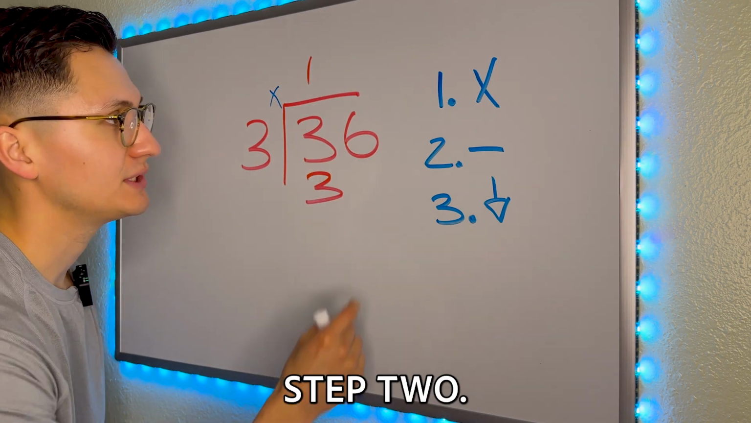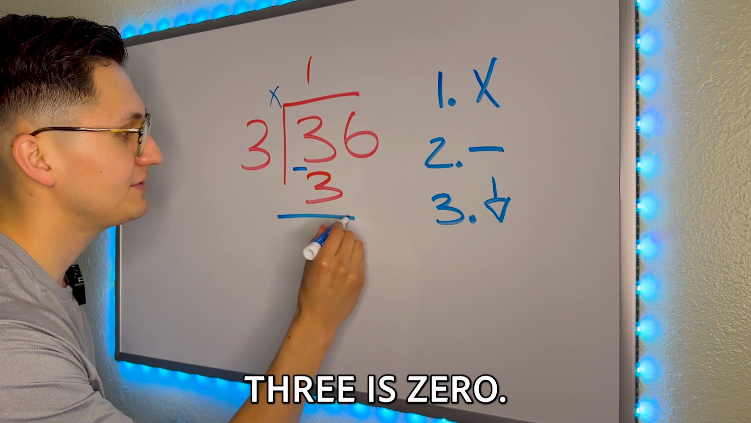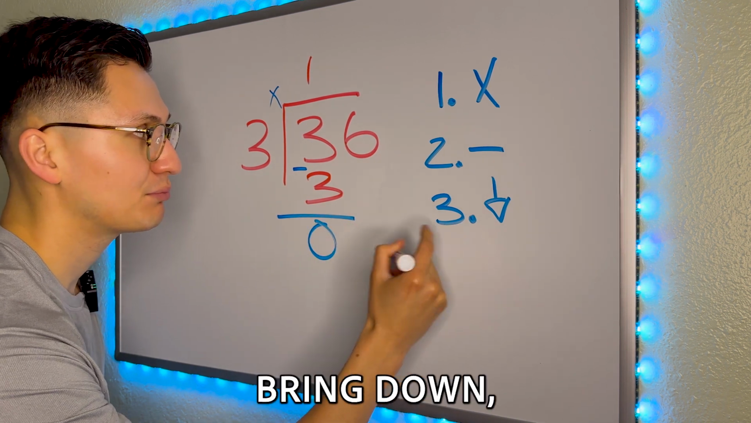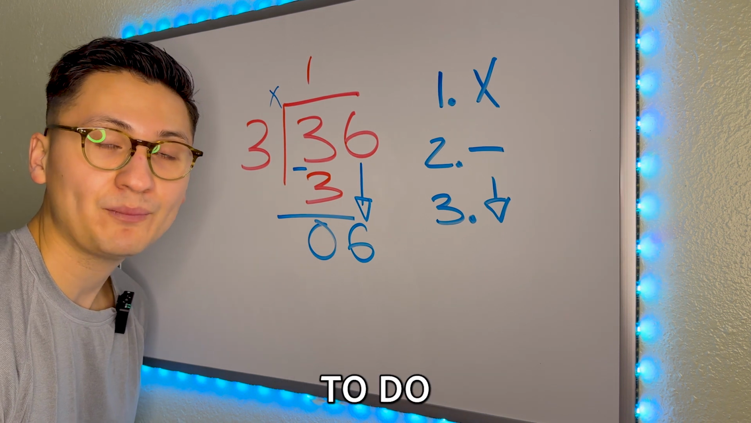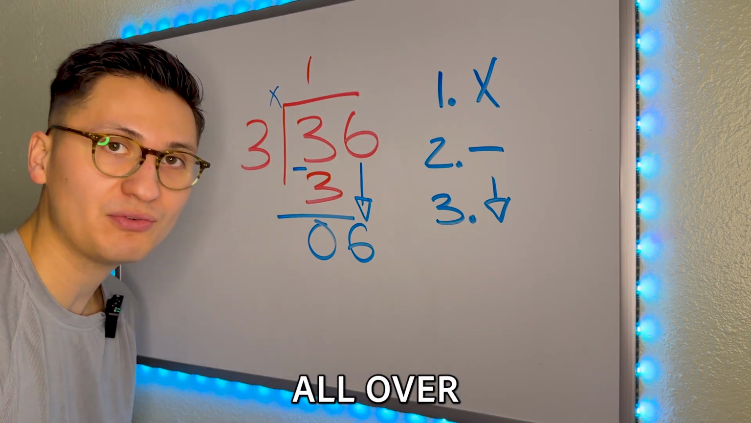What is step 2? Subtract. 3 minus 3 is 0. And step 3, bring down. We bring down the 6. Now all we have to do is repeat the process all over again.